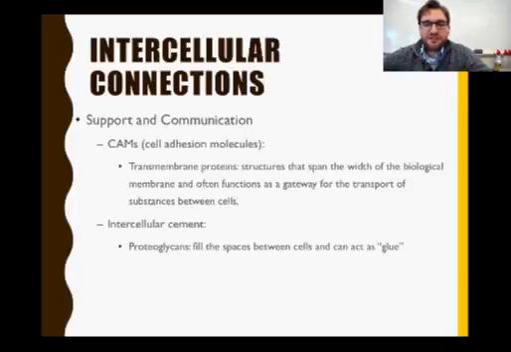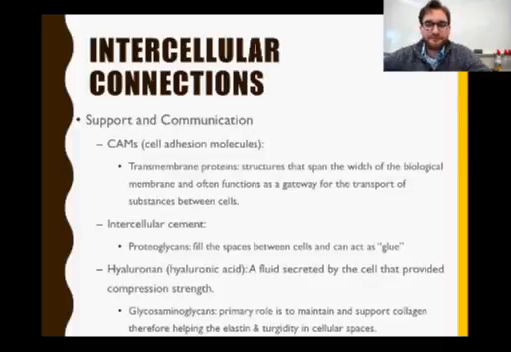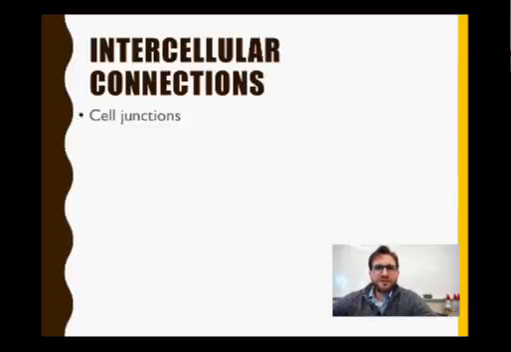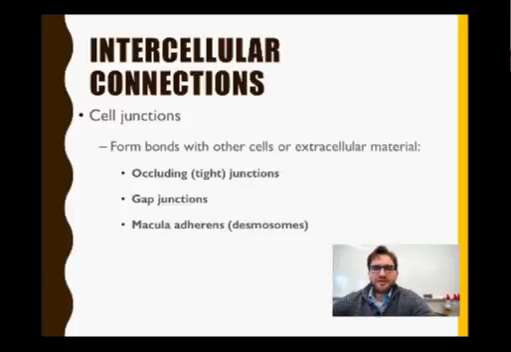Proteoglycans are materials that fill the spaces between cells. They act as a glue substance. Hyaluronan is a fluid that is secreted by the cell, and it provides compression strength. Glycosaminoglycans have a primary role to maintain and support collagen. So they help the elastin and the turgidity in cellular spaces. Our cells also have cell junctions. There are 3 major types of cell junctions: tight junctions, gap junctions, and desmosomes.